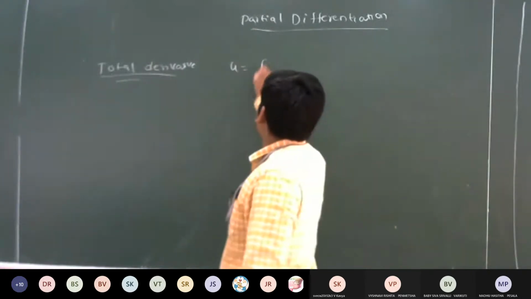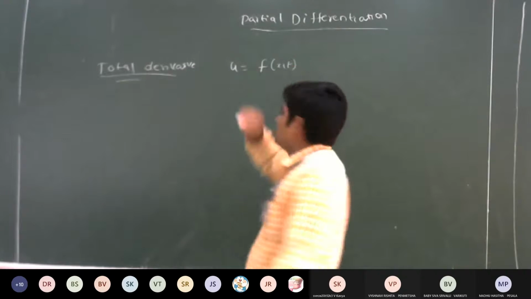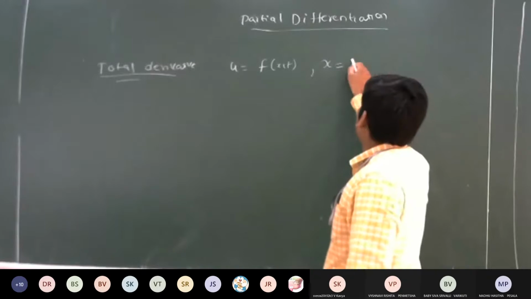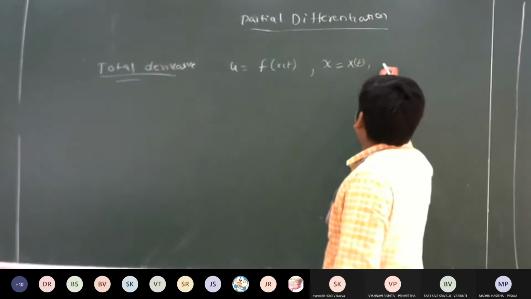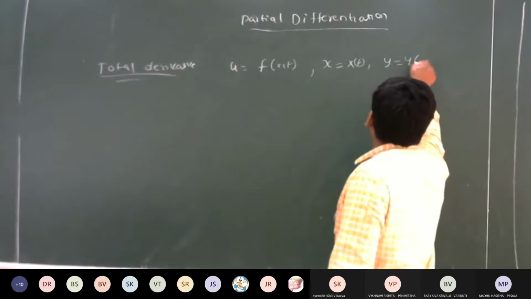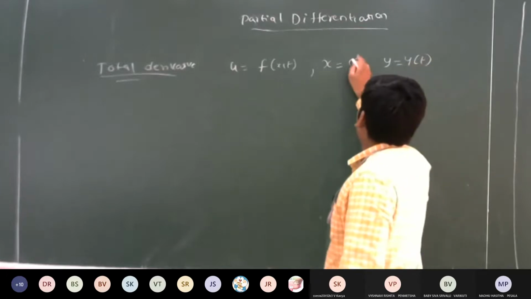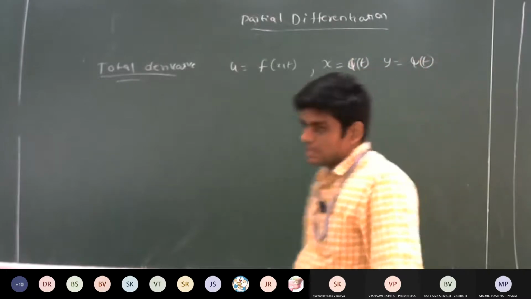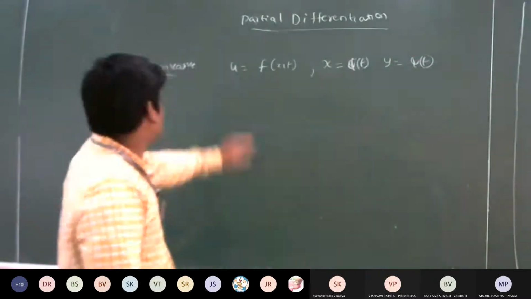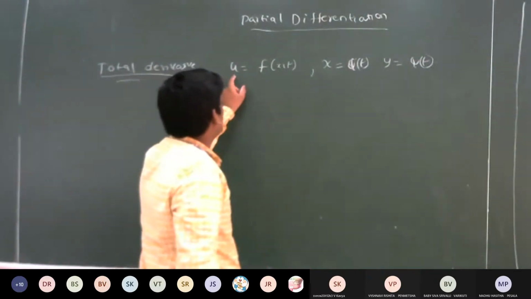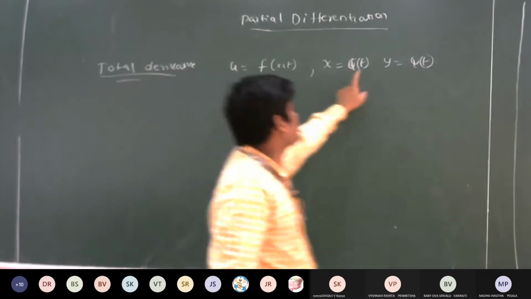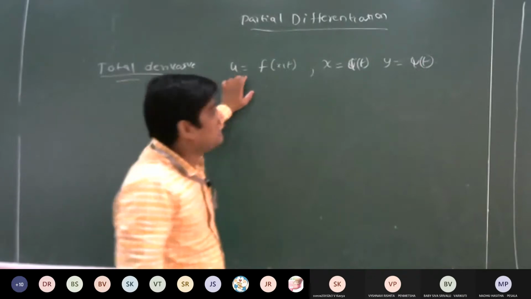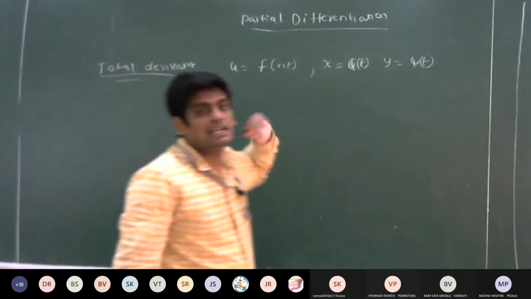Suppose u is equal to f of x comma y, and x is equal to phi of t, y is equal to psi of t. Observe that u is a function of x comma y, and x is a function of t, y is a function of t. That means u is indirectly a function of t.